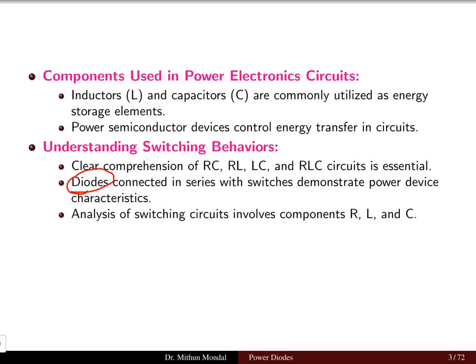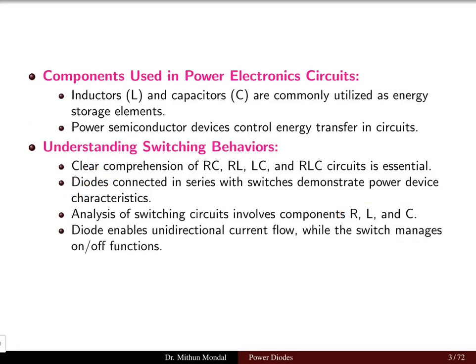So we know that diode conducts only in the one forward direction. So when you have the supply voltage only in the positive half, the diode will conduct, the negative half the diode will not conduct. So it acts as a closed switch, it acts as an open switch in the reverse biased. Analysis of these switching circuits involves the components resistors, inductors and capacitors, whose fundamentals we should know and we have discussed in electric circuits.